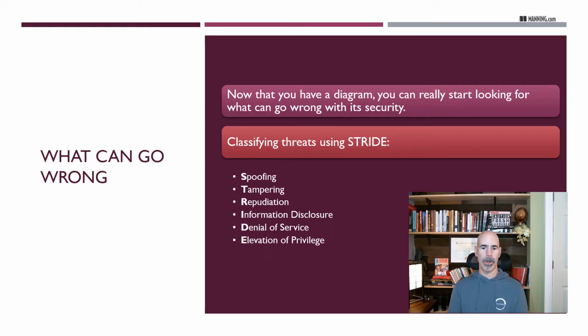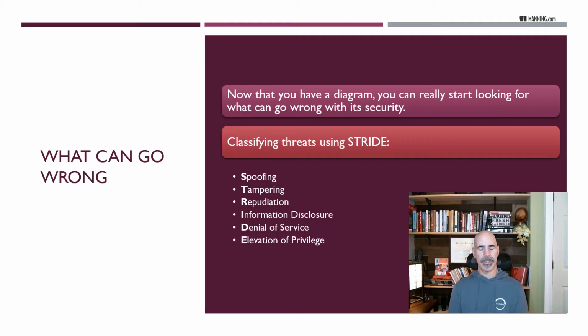One of the more common ones is STRIDE. And STRIDE stands for spoofing, tampering, repudiation, information disclosure, denial of service, and elevation of privileges. And so it classifies threats into those six categories.